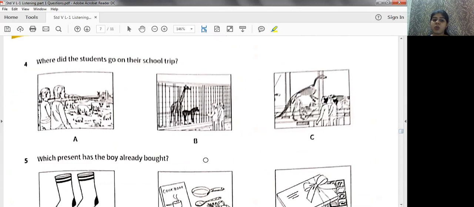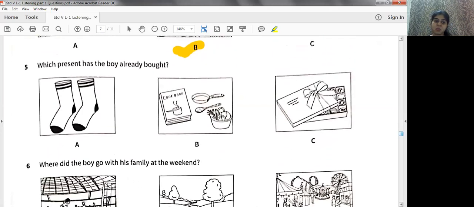Next, where did the students go on their school trip? Throughout this conversation, students, you will come across that the teacher says that it was very useful for the children to see many animals. If they had gone only to see, they couldn't have seen all the animals like in the zoo. Or if they had gone to the field, she says that cows and buffaloes we can see in our normal life as well, near our surroundings. So the children were quite happy seeing many of the animals. So it is option B. There are a lot of distractors, students, so we need to listen very carefully.